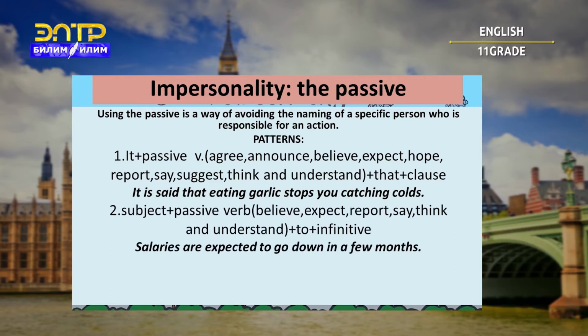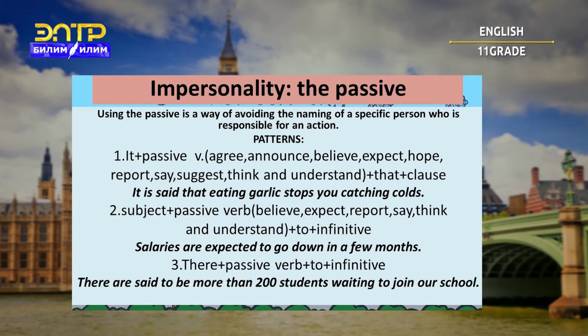Second, subject plus passive verb believe, expect, report, say, think and understand, plus to plus infinitive. For example, salaries are expected to go down in a few months. There are said to be more than 200 students waiting to join our school. Third way, there plus passive verb plus to plus infinitive.